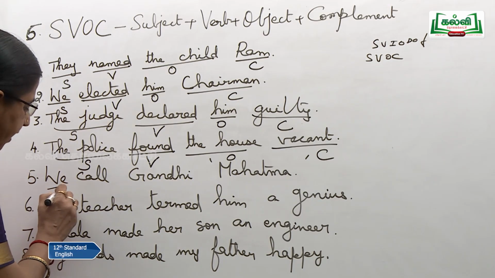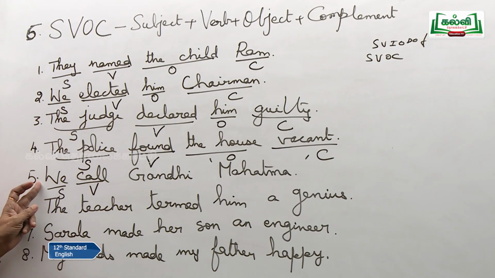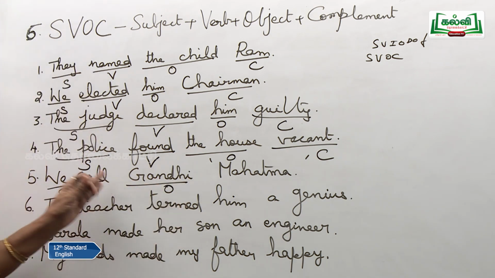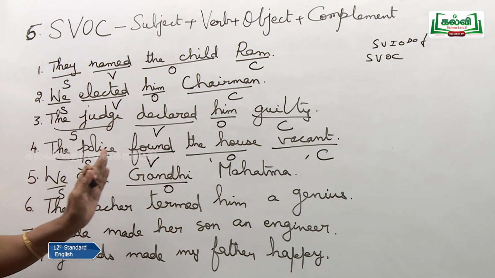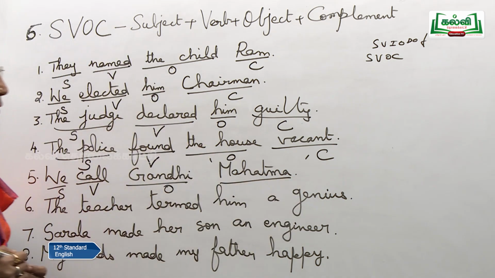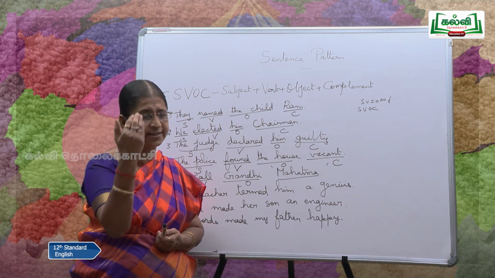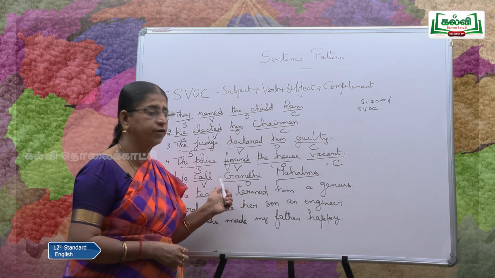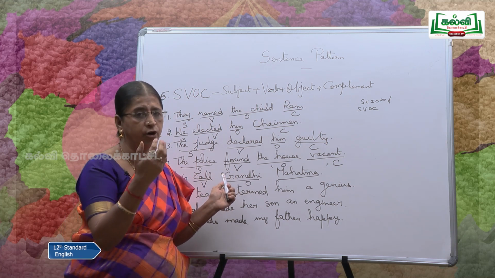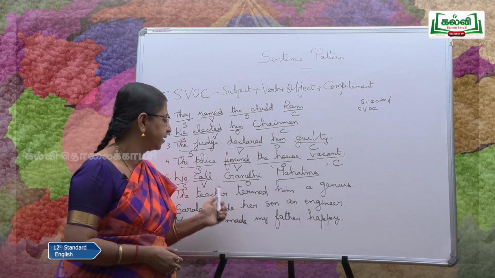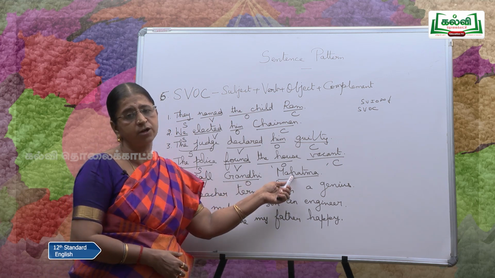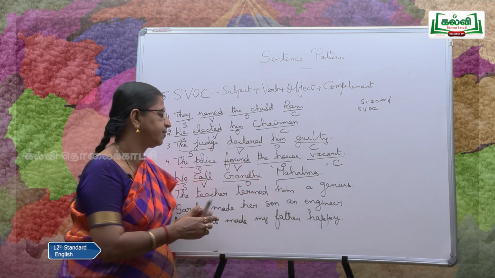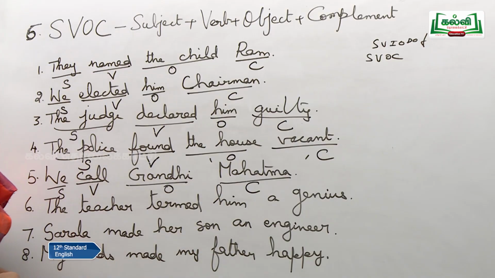Now, we call Gandhi Mahatma. We, subject. Call, verb. We call whom? Gandhi. So, Gandhi is called Mahatma. Now, we call Gandhi. What about this part? Now, when I say we call Gandhi, we are not asking someone named Gandhi to come. I don't say Gandhi come here. I do not refer to that action of we call Gandhi, calling someone near us or to us. Here we give the name Mahatma to Gandhi. We call Gandhi as a Mahatma, and therefore this part becomes the complement.